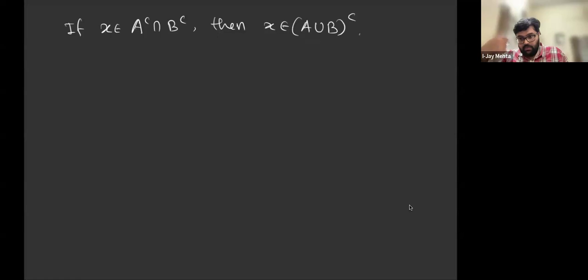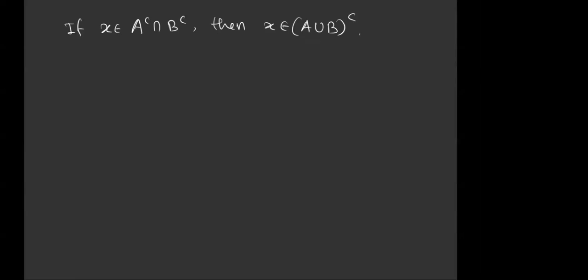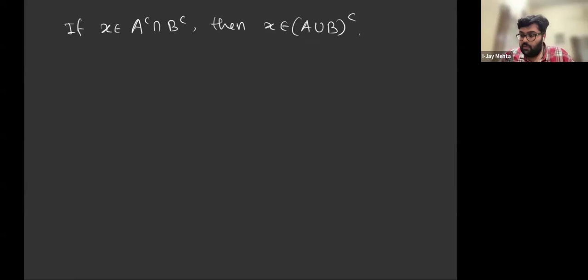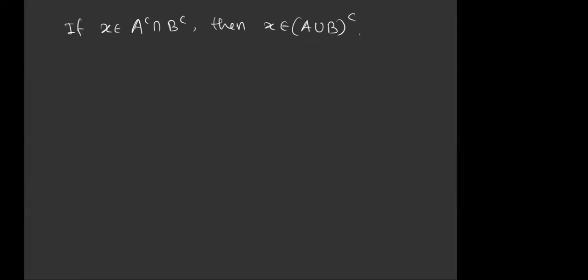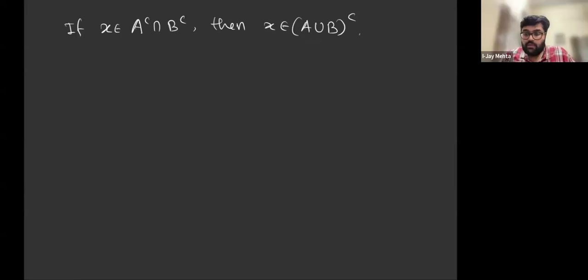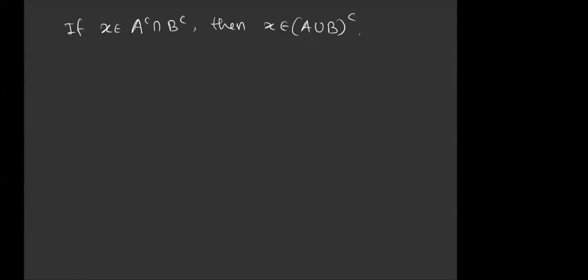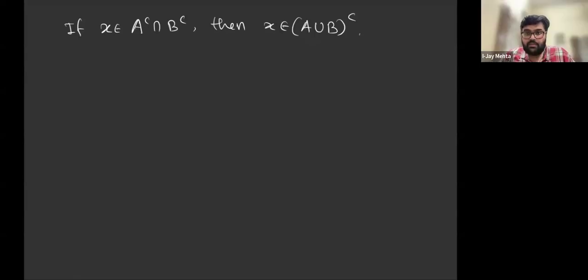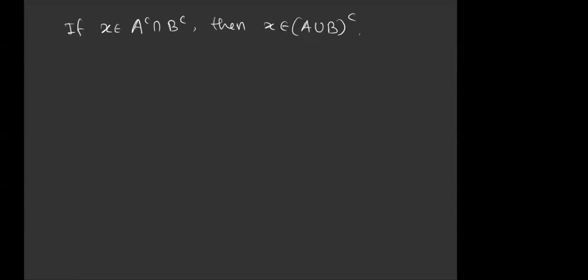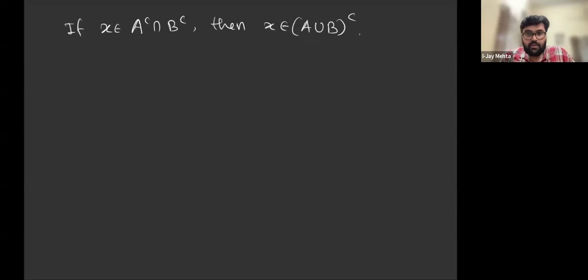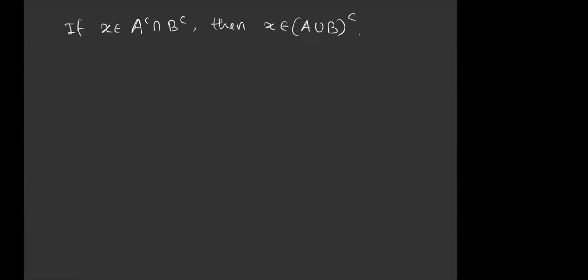Okay, we'll ask somebody to repeat. Room number 8, Rahul. Can you now repeat the argument? Where are we starting? What is the first step? Sir, X belongs to A complement intersection B complement. Okay, next. X belongs to A complement and X belongs to B complement. Next. X does not belong to A and X does not belong to B. So X does not belong to A union B. Therefore, X belongs to complement of A union B. Okay, very good.